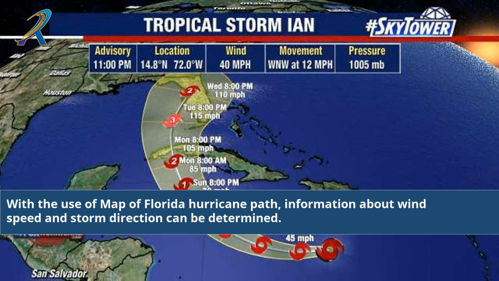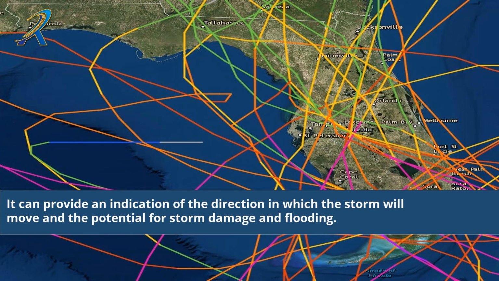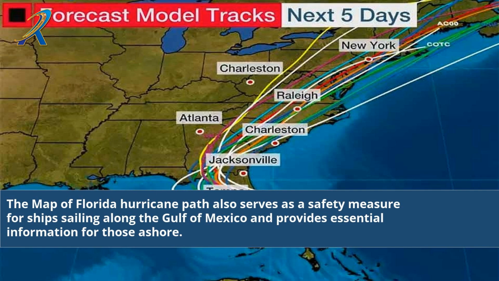With the use of Map of Florida hurricane path, information about wind speed and storm direction can be determined. It can provide an indication of the direction in which the storm will move and the potential for storm damage and flooding. The Map of Florida hurricane path also serves as a safety measure for ships sailing along the Gulf of Mexico and provides essential information for those ashore.